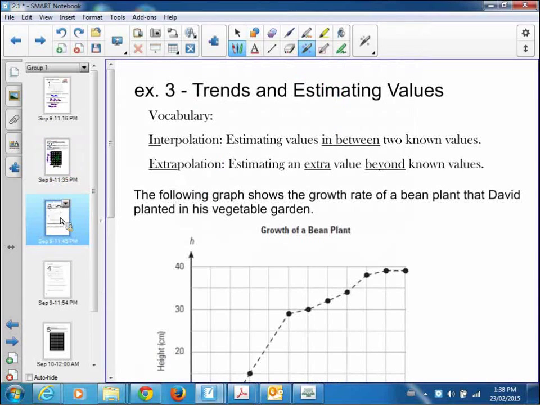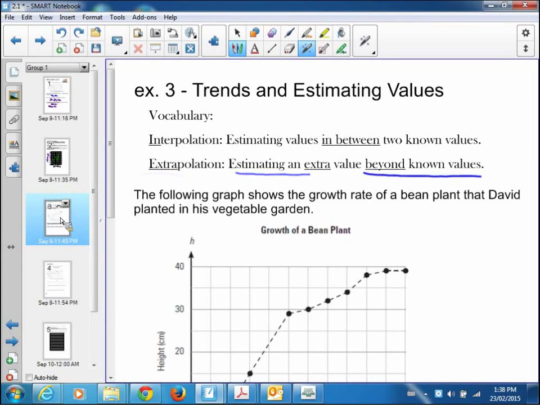And then lastly, let's take a look at the trends and estimating, and then we're done with this. Two words you need to know. Interpolation, inside, in between. So what does interpolation mean? It means estimating values in between two known values. Am I going too fast for you, Justine? No? Okay. Extrapolation, think extra: estimating an extra value that's beyond the known values. We'll be able to see by just trying this out.